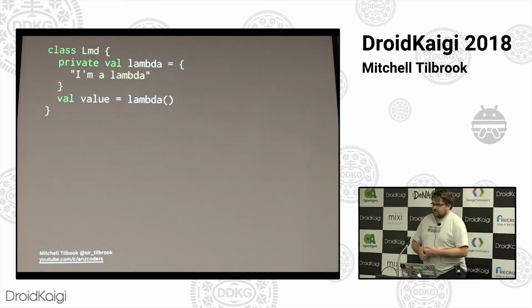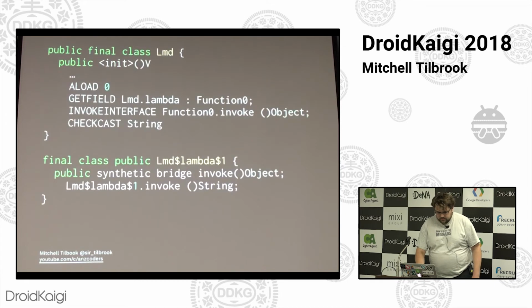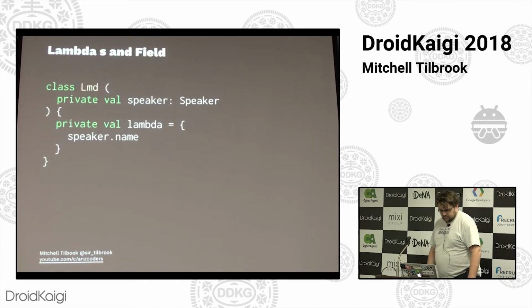Now, if Kotlin is generating these static instances of Lambdas, what happens when we capture context from a non-static context? So in this case, that's just the invoke. Sorry, yeah, okay, getting ahead of myself. So in this case, we've got a speaker, and we want to get the name of them out of the speaker inside the Lambda.